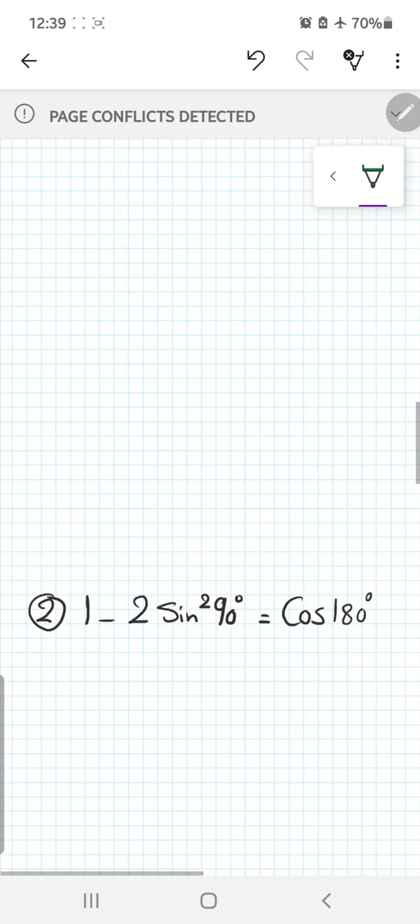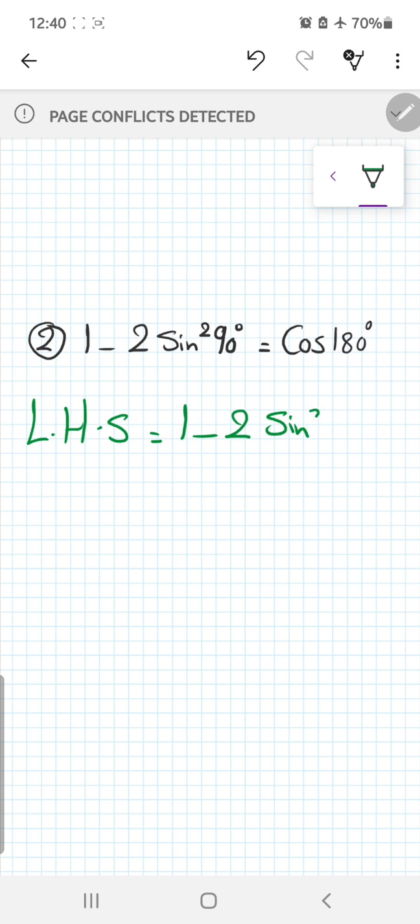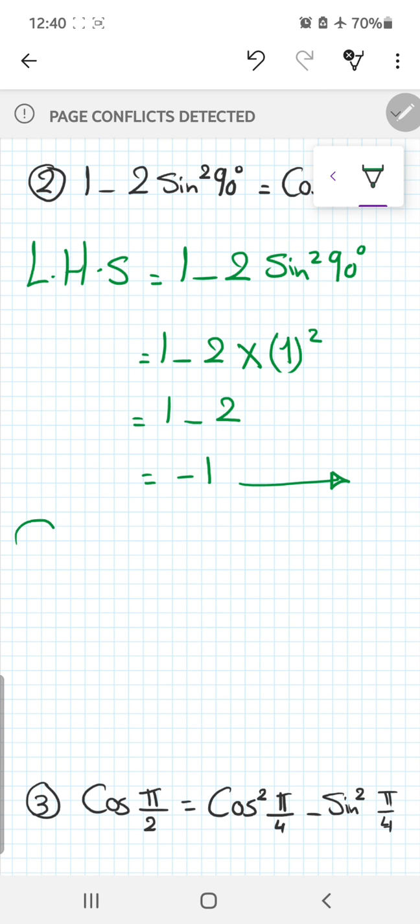Number 2. 1 minus 2 sine power 2 of 90 equals cosine 180. First also get the left hand side, which is 1 minus 2 sine power 2 of 90 degree. 1 minus 2 multiplied by sine 90, which equals 1, so we get 1 to the power 2, which is 1, minus 2, which is negative 1. So the left hand side equals negative 1. Get the right hand side.